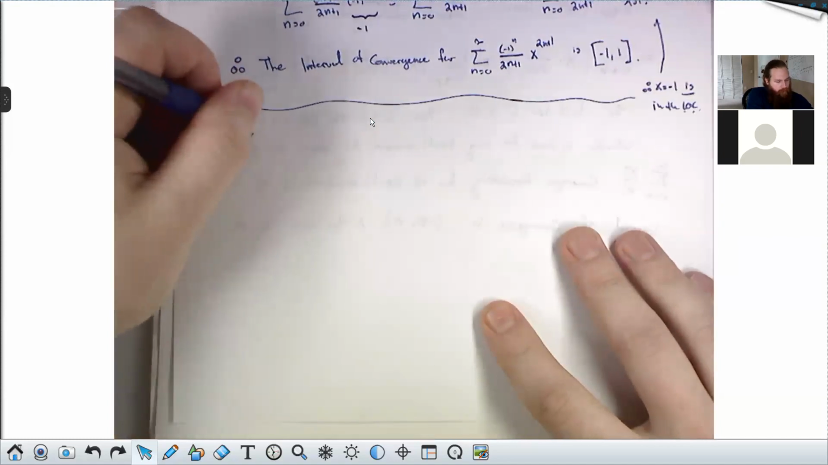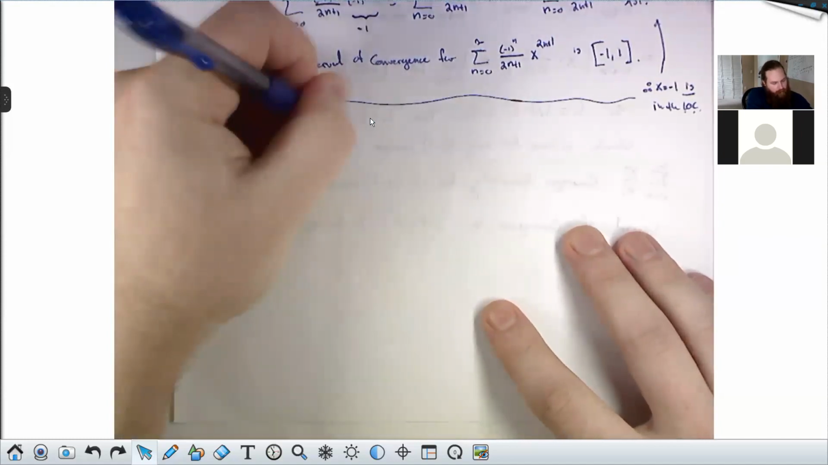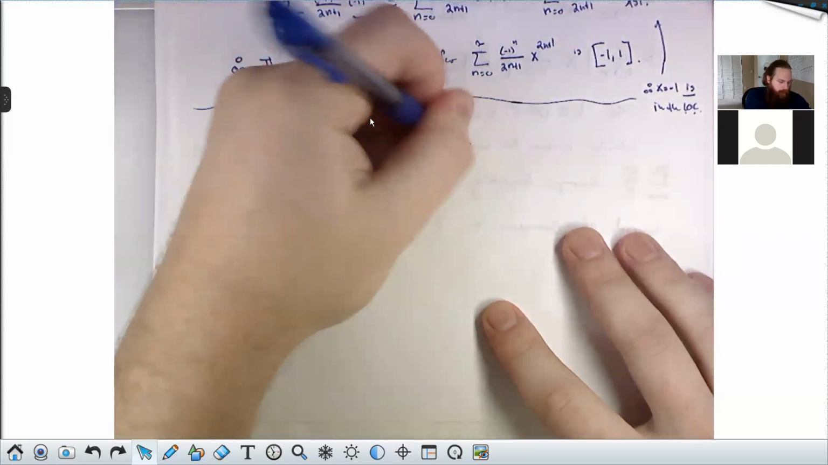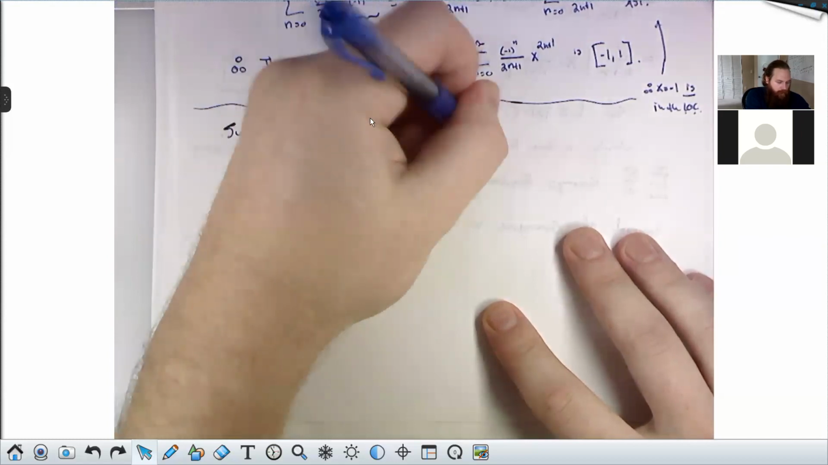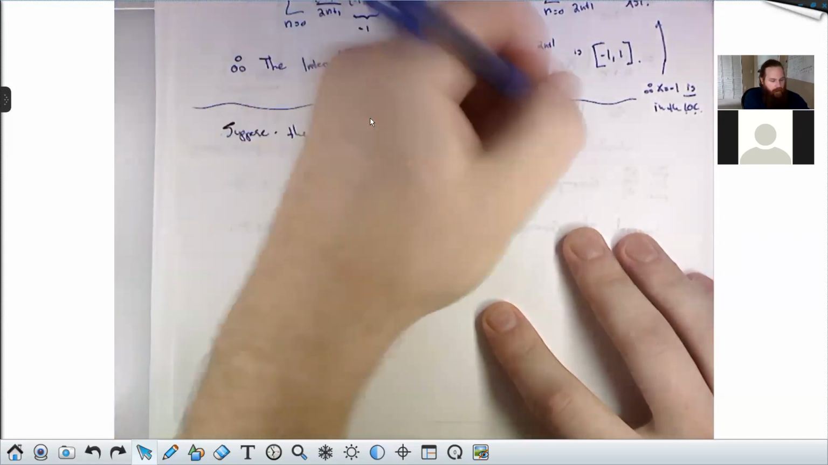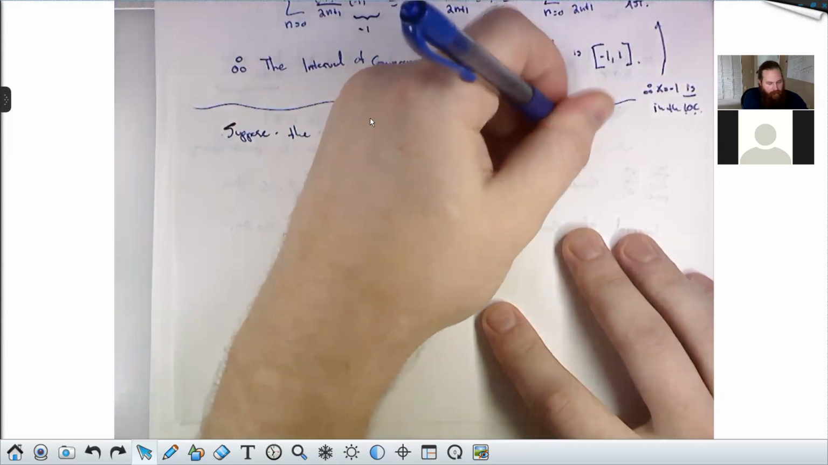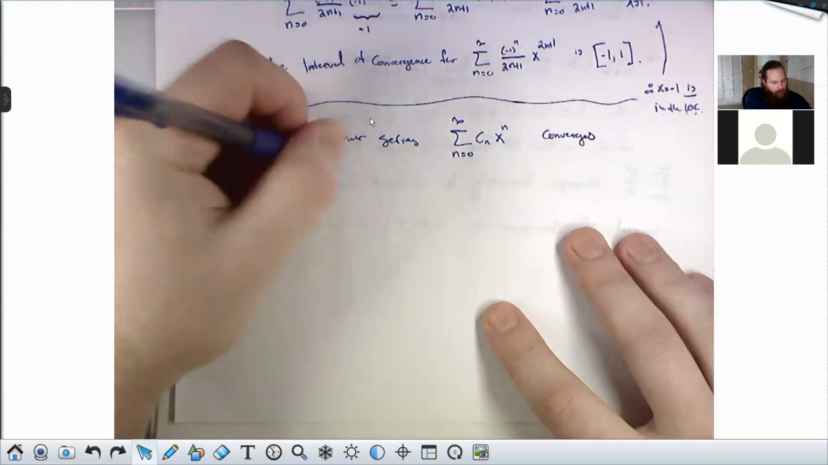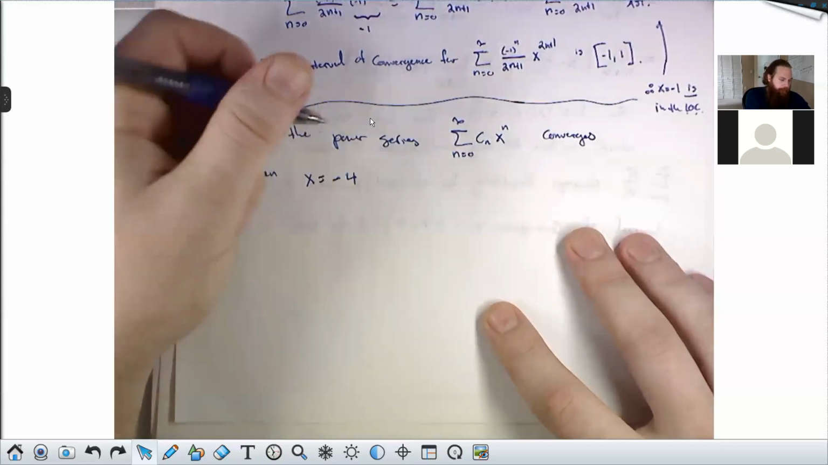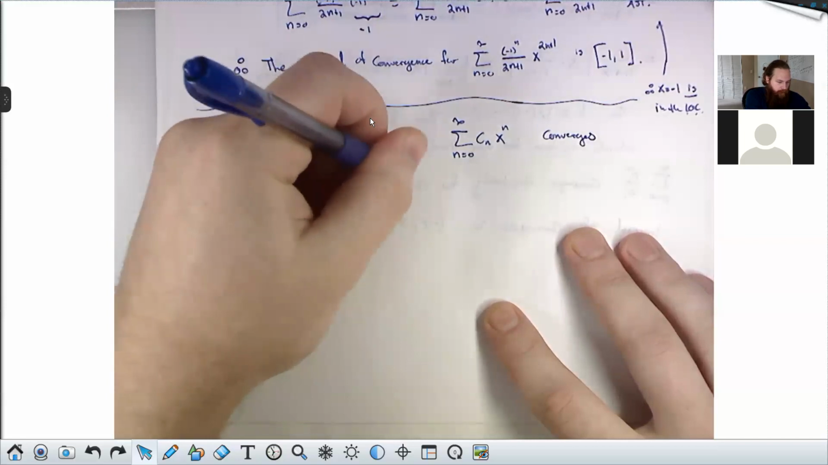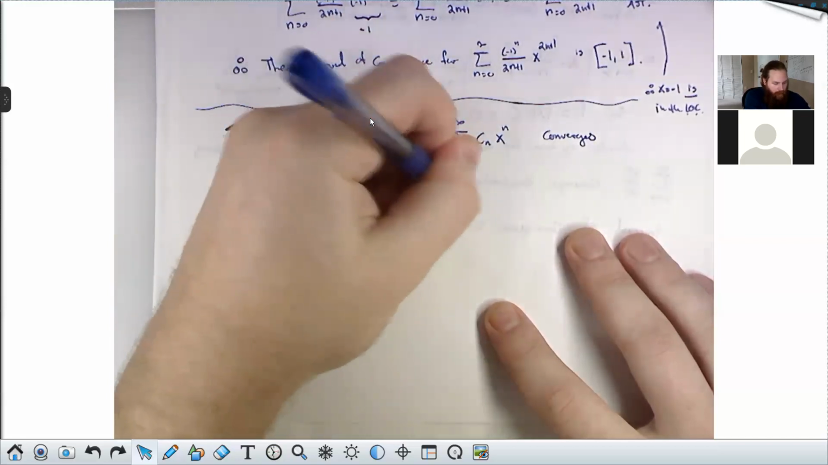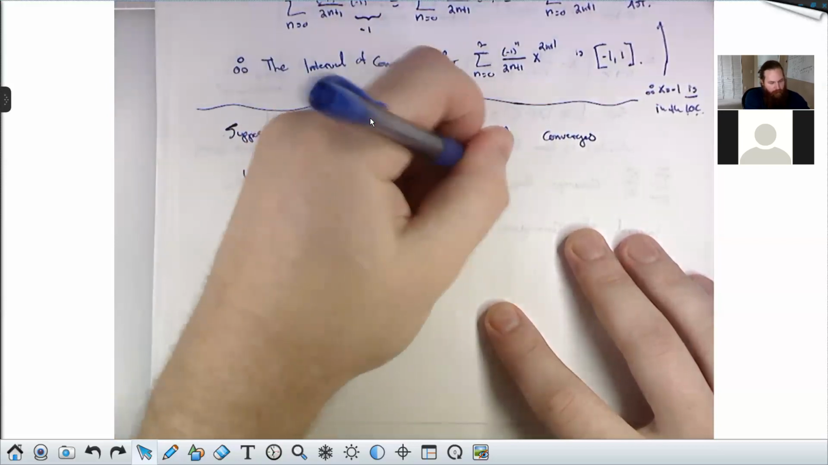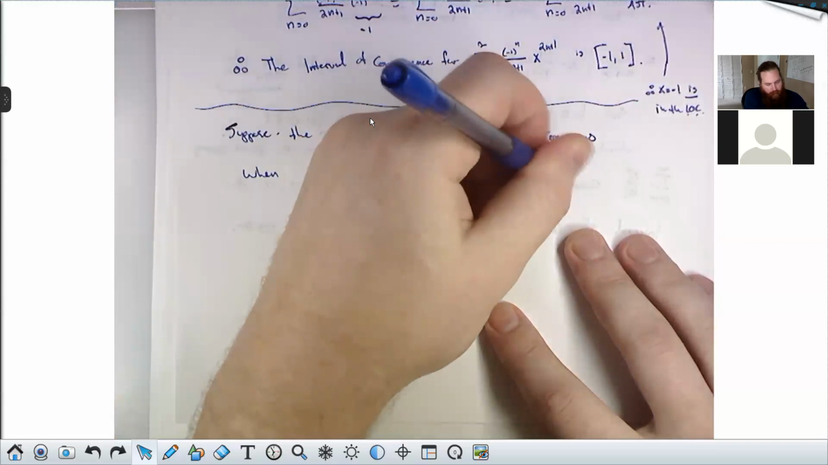Suppose the power series sigma n from 0 to infinity Cn x to the n converges when x is equal to -4. Does sigma n from 0 to infinity Cn times 2 to the n converge?